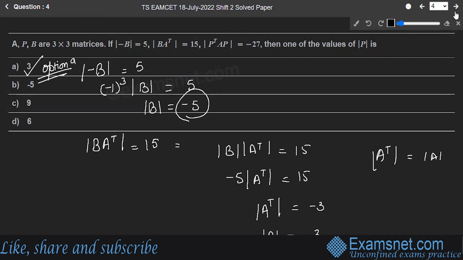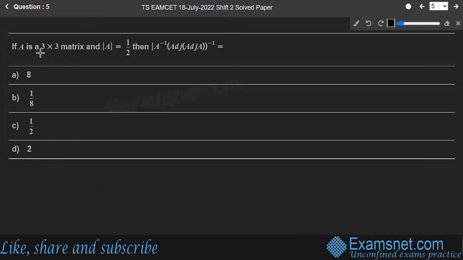Hope you understood this. Next is question number 5. If A is a 3 by 3 matrix and determinant of A is half, then determinant of A inverse adjoint of A inverse whole inverse is equal to what? So we'll move step by step. We have determinant of A is equal to half. We have to find out this thing. Let's write it down. So determinant of A inverse into adjoint of A inverse whole inverse.